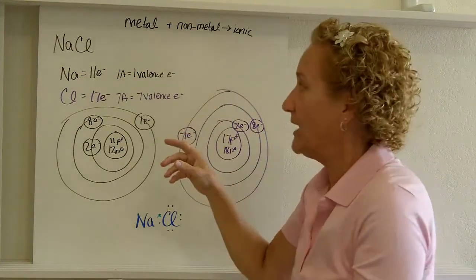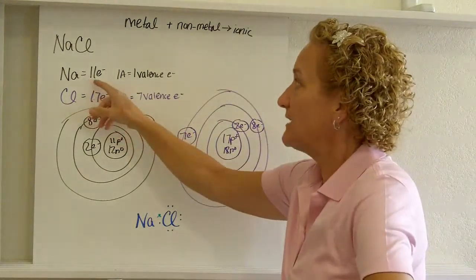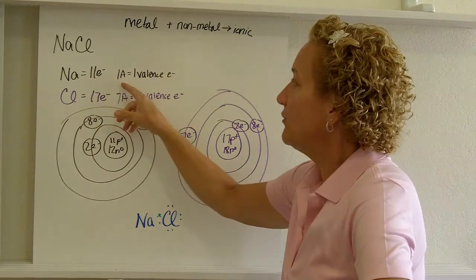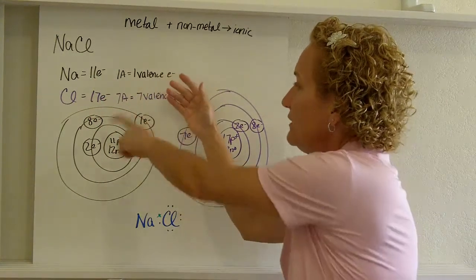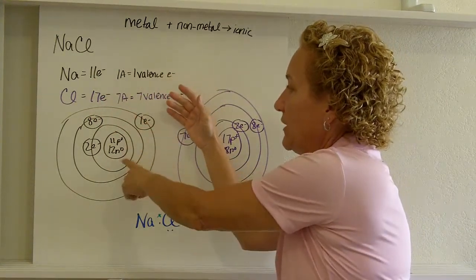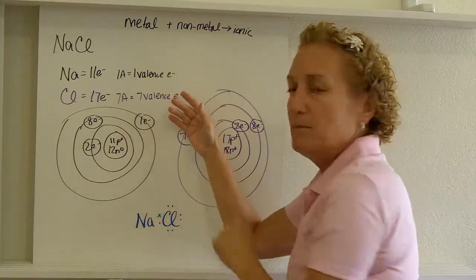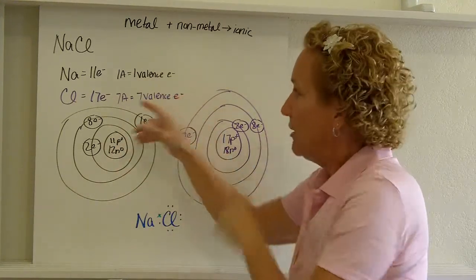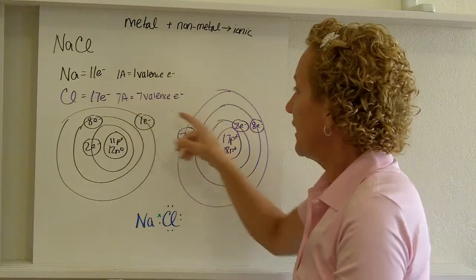It's probably going to be an ionic bond. Let's take a look. Sodium has 11 electrons. It's in group 1A, so I have 1 valence electron. This is sodium right here. 11 and 12: 2, 8, and 1. That makes 11, right?